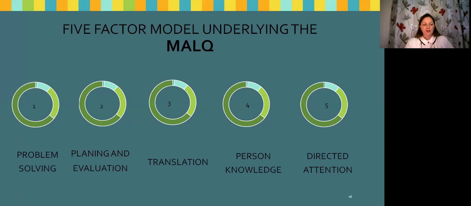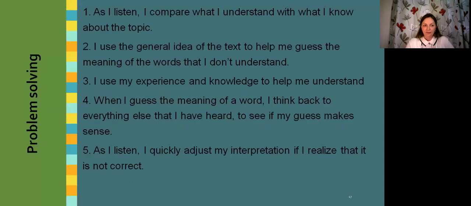This is not only the instrument, this could also be used for practicing listening activities with your students. Let's just go through all these factors together. Problem solving.